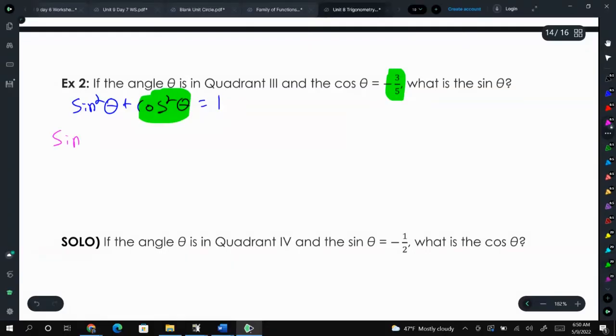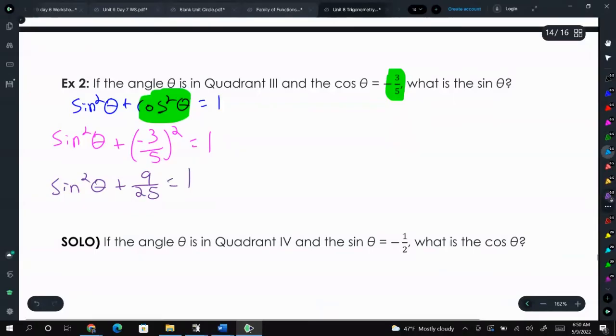So this is going to be sine squared theta plus negative 3 over 5 squared equals 1. So sine squared theta plus 9 over 25 equals 1. And then we'll subtract 9 over 25 from both sides. These cancel. So we get sine squared theta equals 1 minus 9 over 25.